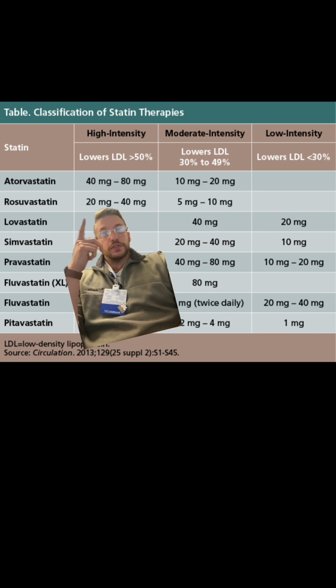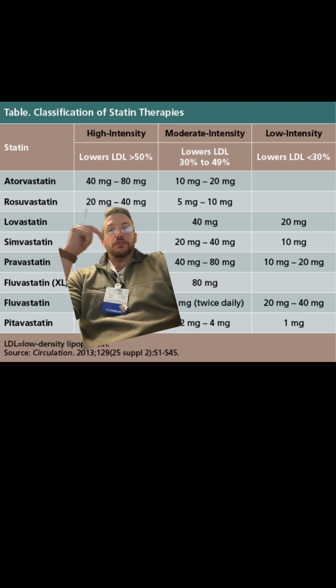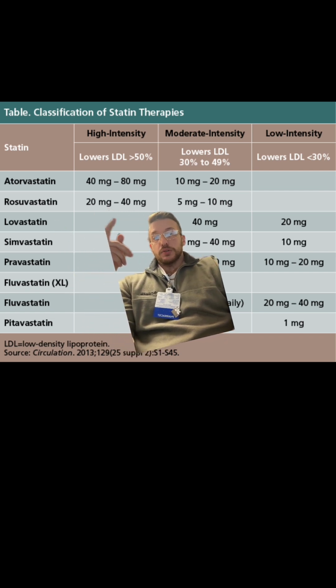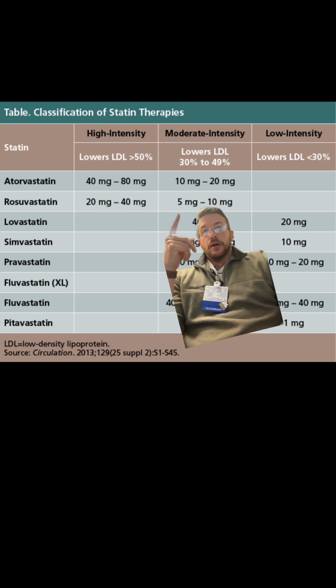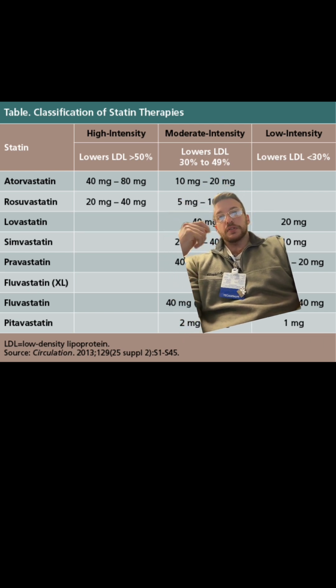Also, what's important to note are the dose cutoffs. So you have rosuvastatin 20 milligrams and atorvastatin 40 milligrams. Those are the cutoffs for high intensity when you use atorvastatin or rosuvastatin. You can use atorvastatin and rosuvastatin at lower doses, but then you go into the moderate intensity category, which is 5 to 10 milligrams for rosuvastatin and 10 to 20 milligrams for atorvastatin.